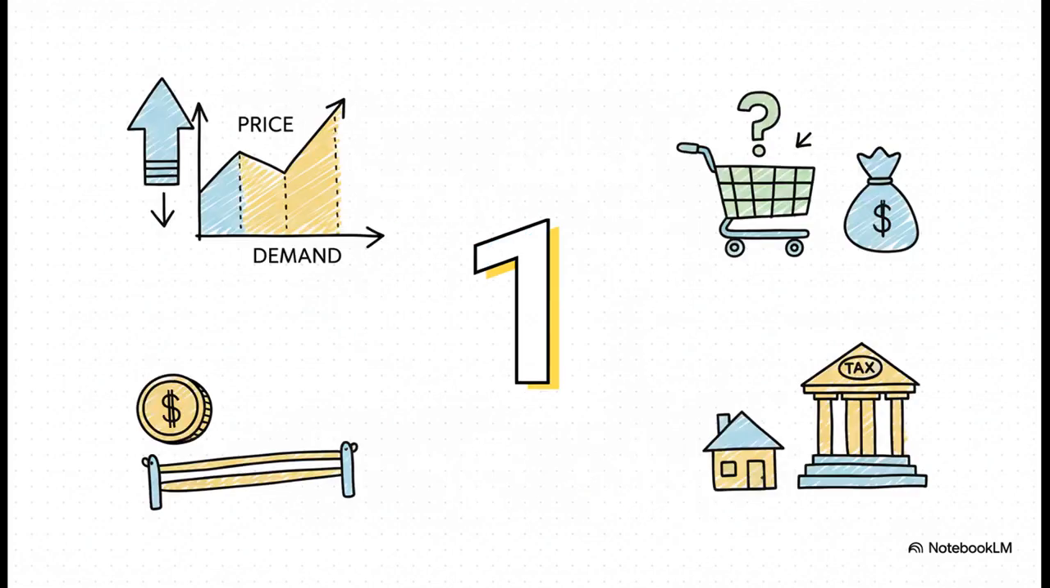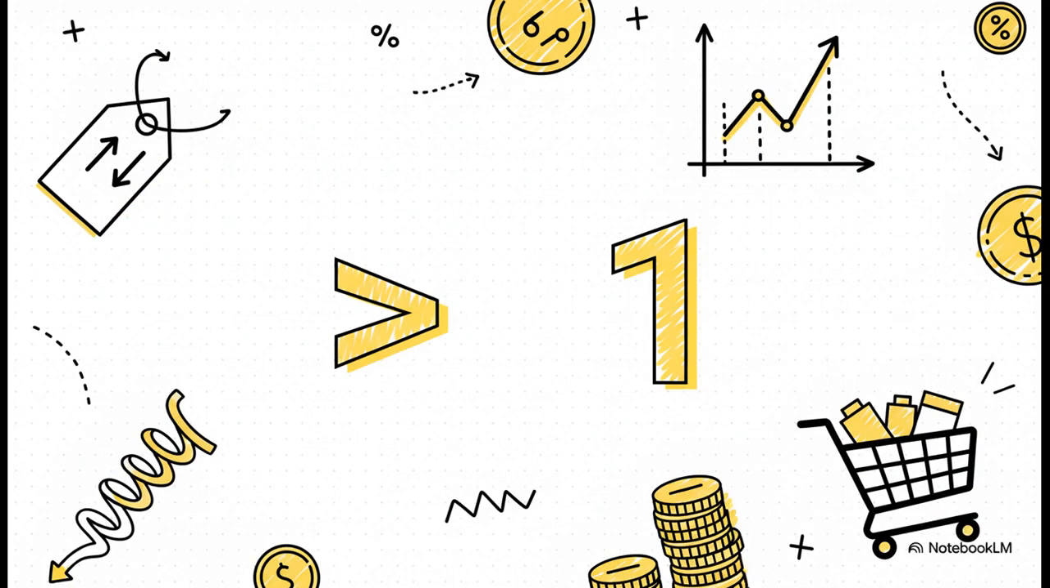Then you have our middle ground, an elasticity of exactly 1. We call this unitary elasticity. This is where everything is perfectly balanced. The percentage change in how much people buy is exactly the same as the percentage change in price. A 10% price cut gets you a 10% boost in sales. Simple as that. And finally, if the value is greater than 1, we call demand elastic. This is where things get really interesting for sellers. It means demand is super responsive. A 10% price drop could lead to a whopping 20%, maybe even a 30% jump in sales.